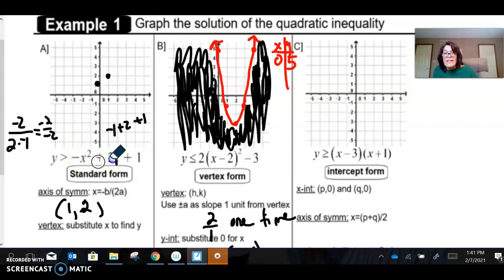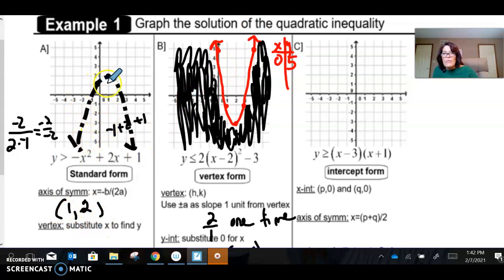There's a negative. If a is negative, my parabola is opening down. I do have to be careful. This is just greater than, not equal to. I don't want a graph that's going to show that I'm equal, right? So I am going to have to make sure this is a dotted line.